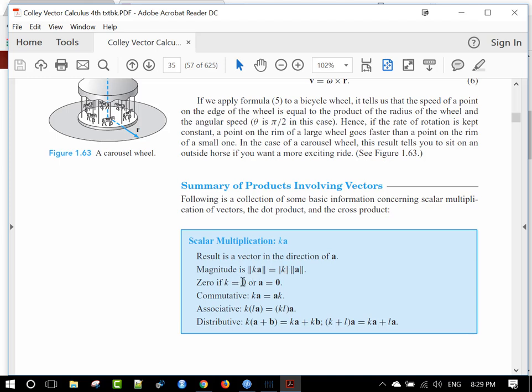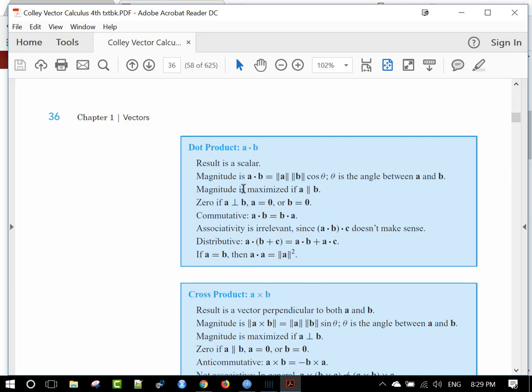If K is 0, you get 0. If A is 0, you get 0. It's commutative, it's associative, and it's distributive. Okay, dot product, result is a scalar.